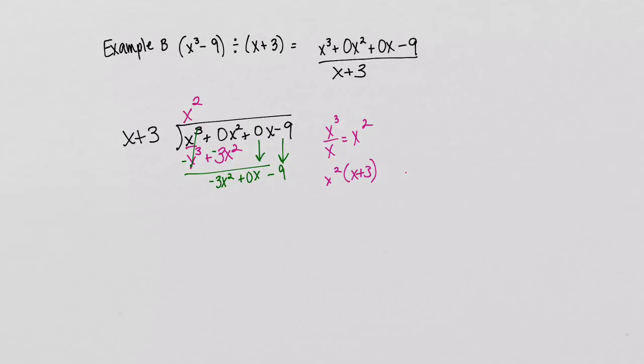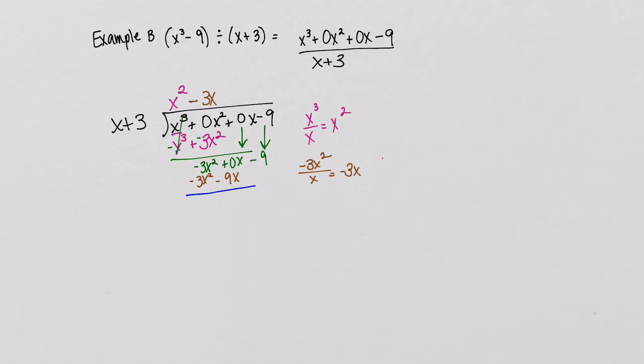But this time my leading term is negative 3x squared. I'm going to divide that by just x. When I divide, I get negative 3x. That goes here at the top. I'm also going to end up distributing that negative 3x to x. That's going to give me negative 3x squared. And then distribute negative 3x to positive 3. That gives me negative 9x. And then I'm ready to draw the line and change the sign.